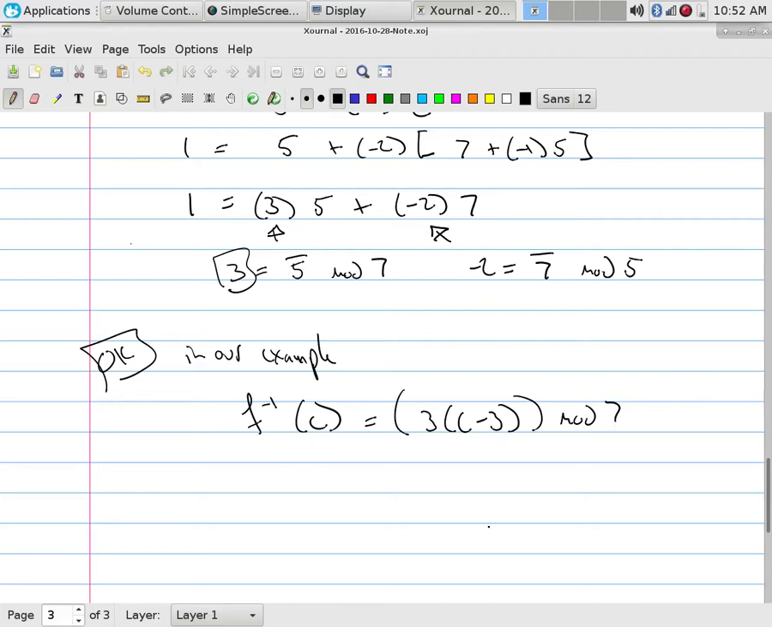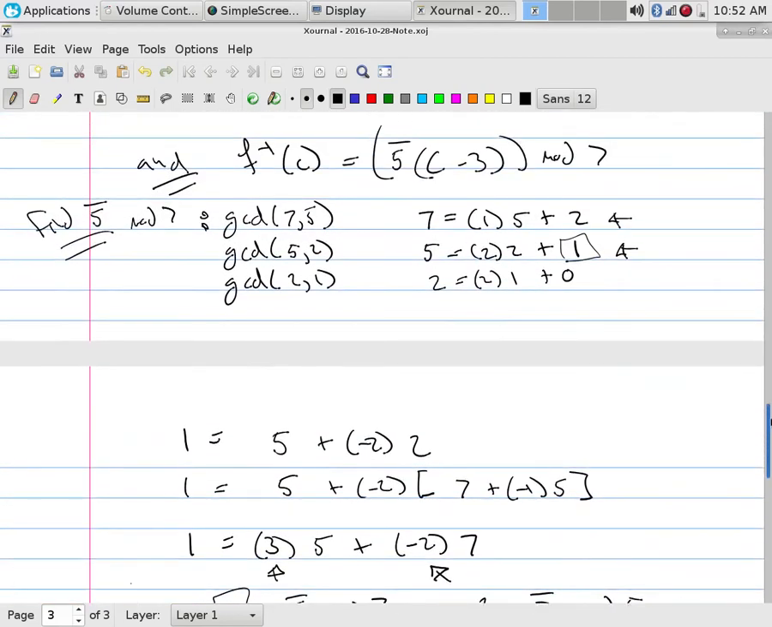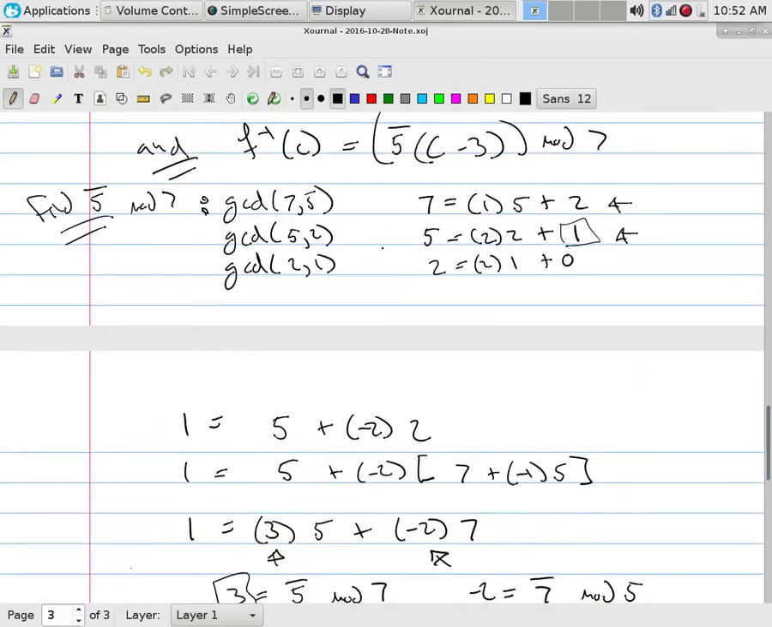Yep? I still don't understand how you're doing the 1 equals and then all that stuff right there after the GCD. This, all of this, or the second down here? Yeah, the part down there.